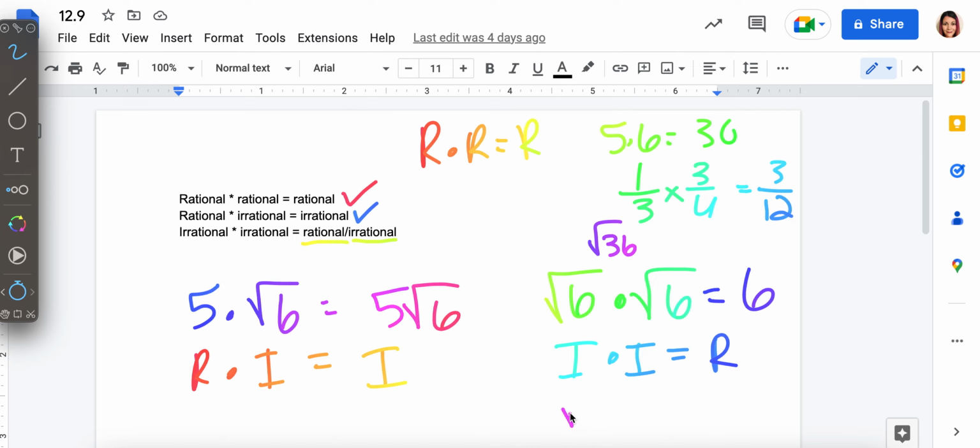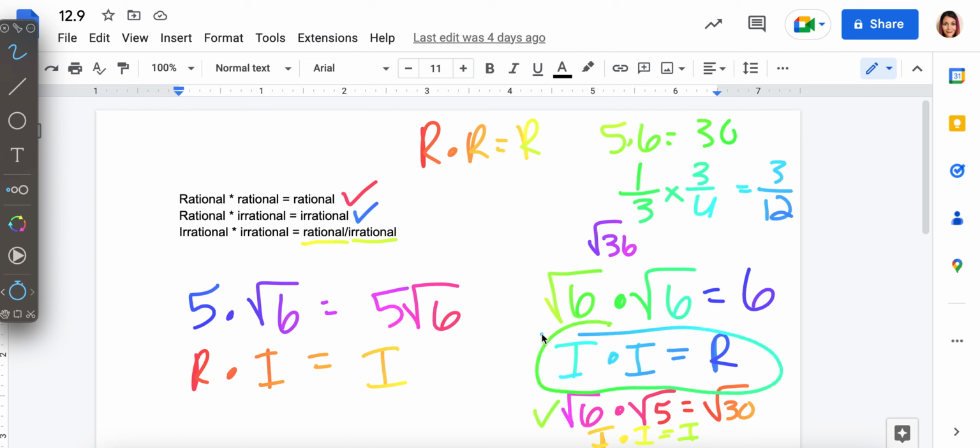But again, most of the time, square root of 6 times, let's say, square root of 5 equals square root of 30. So irrational times irrational gives you another irrational. So most of the time, this is the case. But there are times where irrational times irrational will give you a rational.